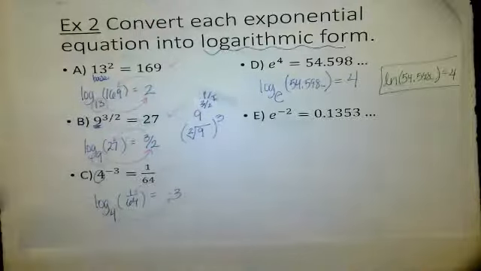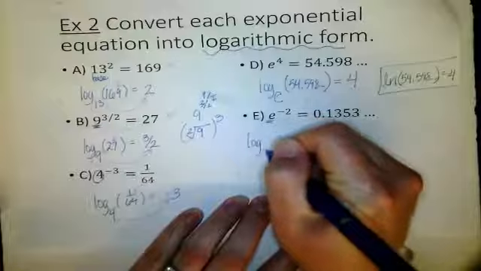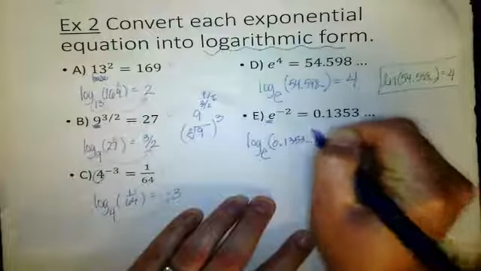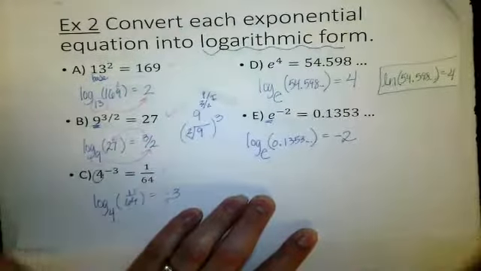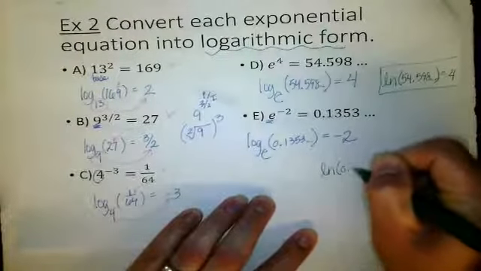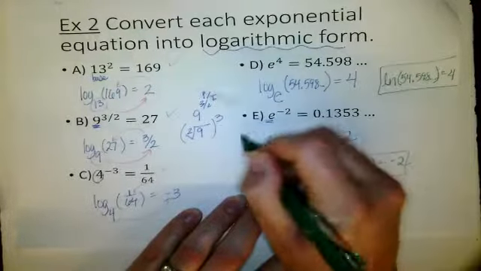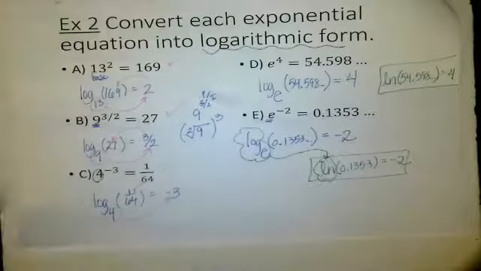All right. Same thing here. We have a base of e. That would be log base e of 0.1353 equals negative 2. What else could we say? Natural log of 0.1353 equals negative 2. Another way to write it. Anytime we see log base e, it means natural log. They're interchangeable. So easy. Any questions on those?